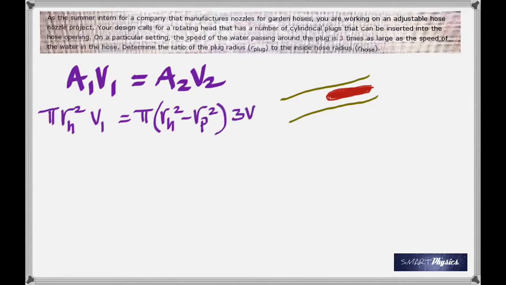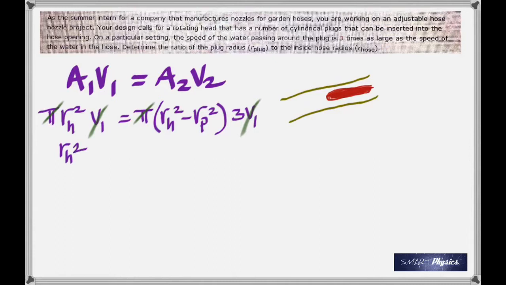On the right hand side, what you see is actually the area of cross section of this part. To get that, we'll have to take the area of the hose minus the area of the plug. Does that make sense? That's when we'll get the area of the part between the plug and the hose. So that is what is done here. You have the area of the hose minus the area of the plug. And because the velocity is given as 3 times V1, we can write it as 3V1.